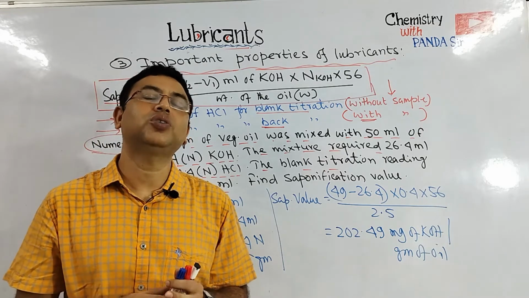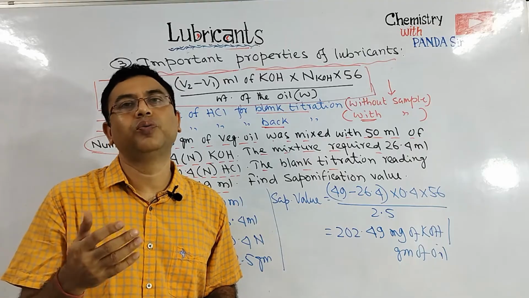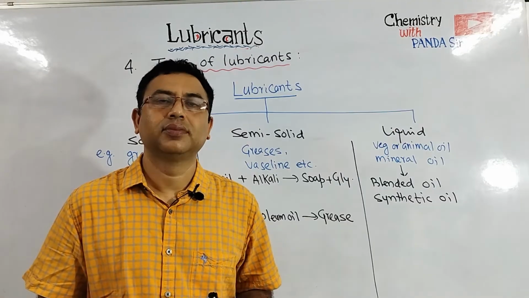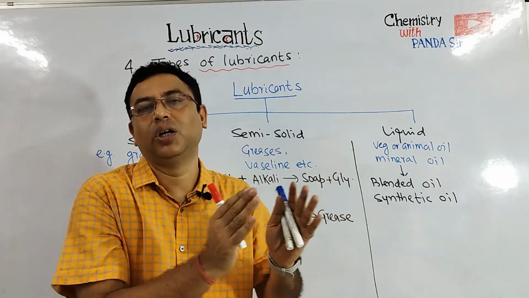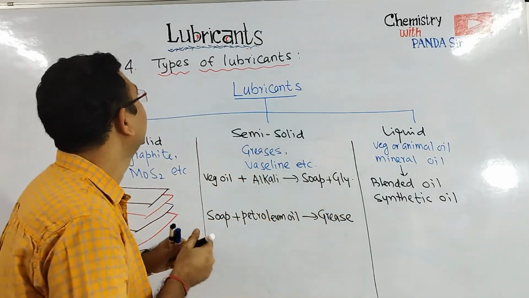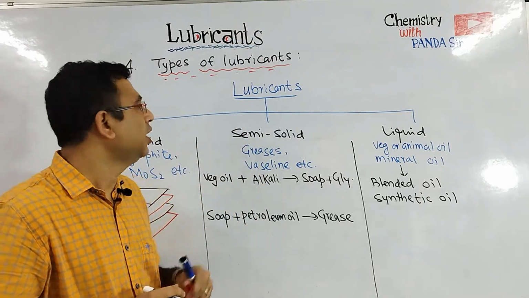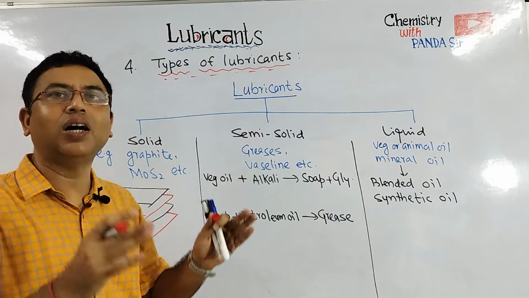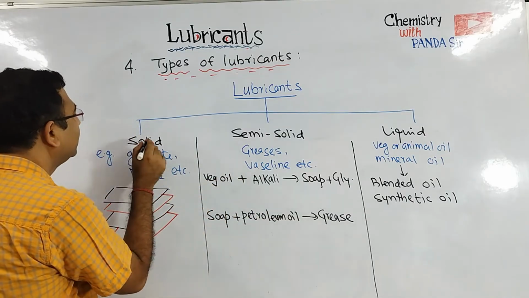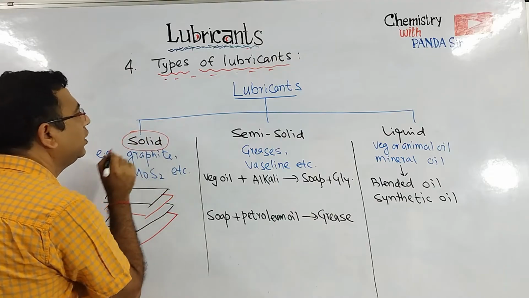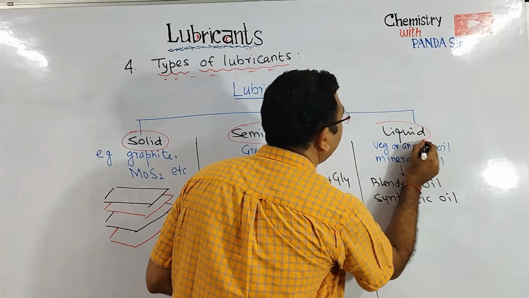So this is all about the properties of the lubricants. Now we go for another segment. Let's discuss another segment of this topic, and that is the types of lubricant. If you see, lubricants are of three types depending on their state: solid lubricant, semi-solid lubricant and liquid lubricant.